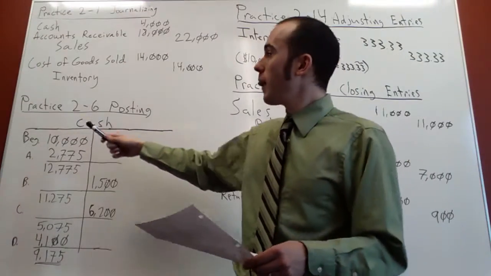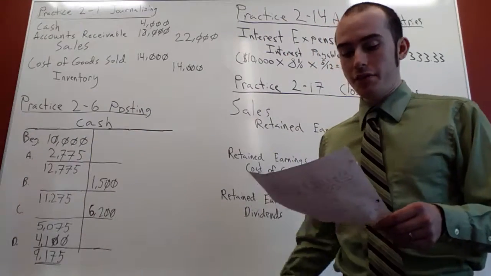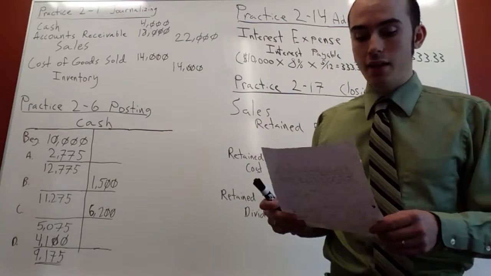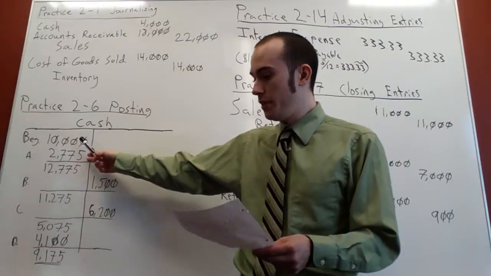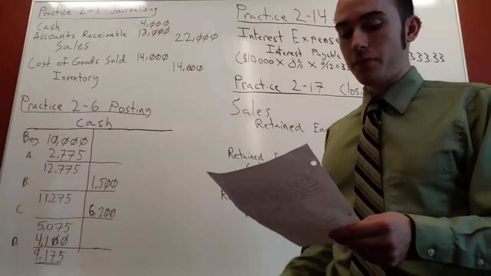So for the next practice, 2-6, posting, this was a great one because it just showed how to use a T account. That's why I included it. The beginning balance in the cash account was $10,000. During the month, the following 4 journal entries were recorded.